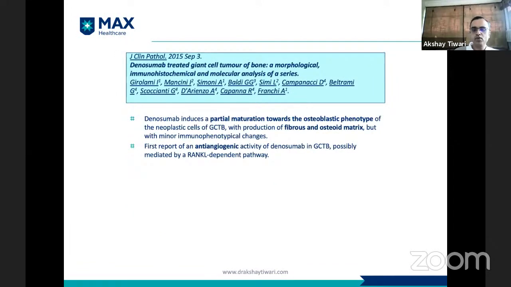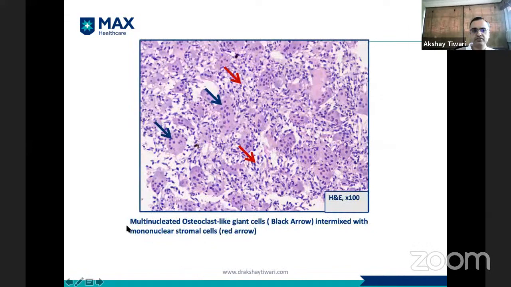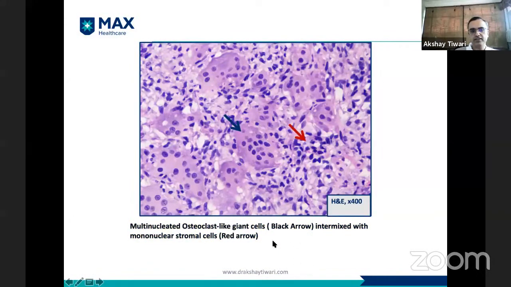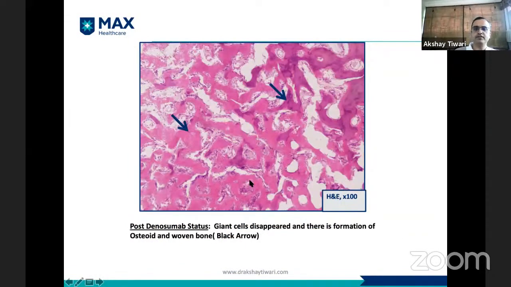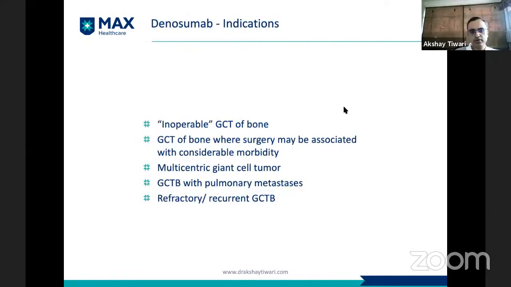And then again, more and more body of literature kept collecting, which showed that denosumab works excellently in the short term and even in the midterm in controlling giant cell tumor of bone with very good ossification. We can see here the giant cells and the stromal tumor cells in the usual histopathological picture of GCT. And this is what happens after denosumab, where there is just woven bone and fibrous stroma, and the giant cells are not to be seen anymore.